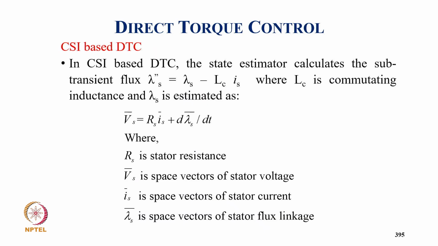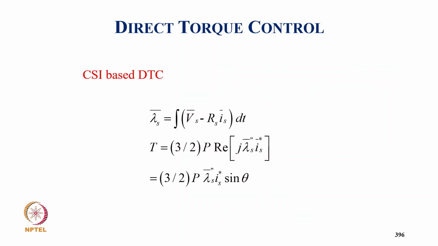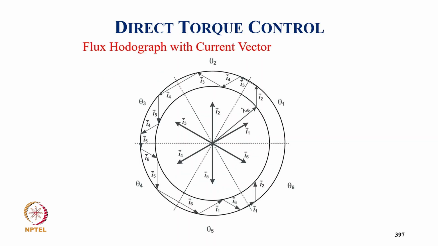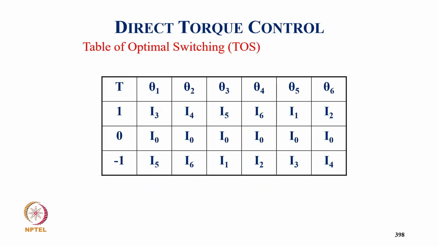So in CSI based DTC, the state estimator calculates the stator flux lambda S star, lambda S minus LC IS. LC is the commutating inductance, lambda S is estimated as Vs equal to RS IS plus d lambda S upon dt, and lambda S is equal to the integration of Vs minus Rs IS dt. T equal to 3 by 2 p, real part of j lambda S star, equal to 3 by 2 p lambda S star sin theta, and this is the flux hodograph of the current vector. Here we have 3 zero current vectors, and this is the 2 level torque vector and the position of all 9 vectors and 6 vectors.